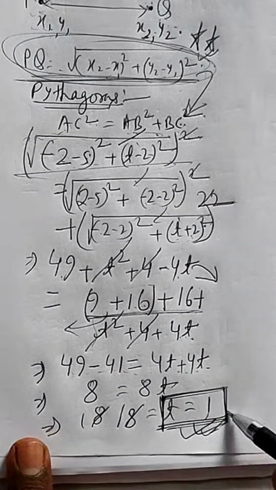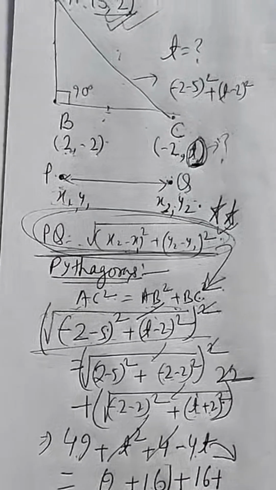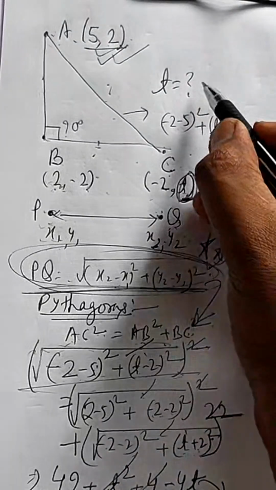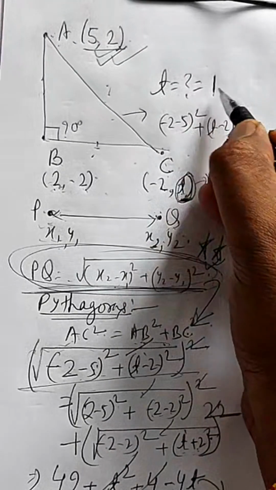So this is your answer, for which this ABC is a right angle triangle, and finally the value of t is calculated as 1, right?